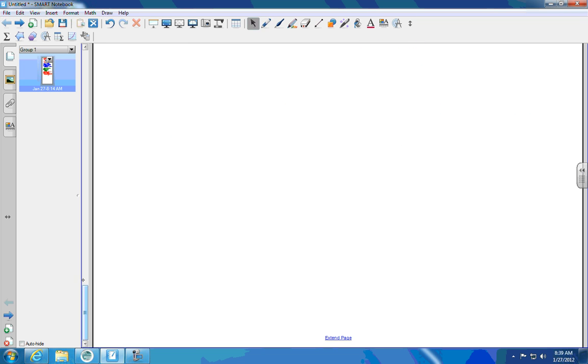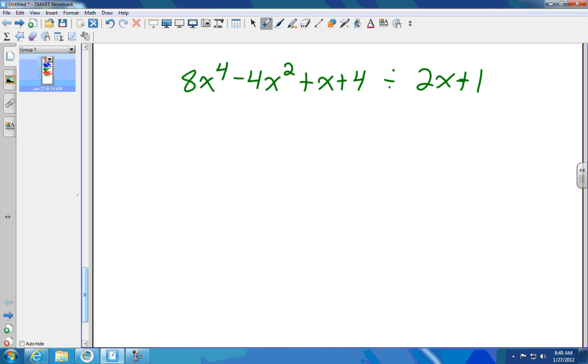All right, one more, and I think you'll be ready to go. 8x to the 4th minus 4x squared plus x plus 4 divided by, again, 2x plus 1. So what would go in the box here? -1/2. Very good.